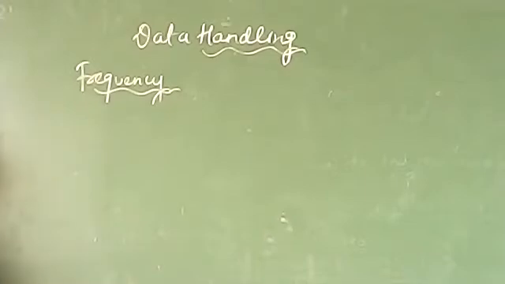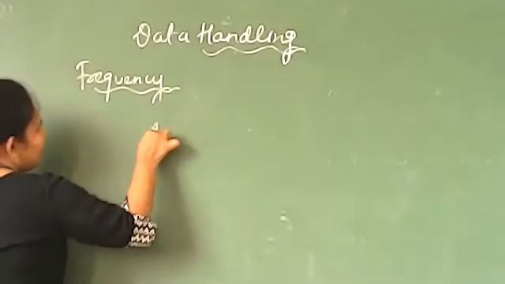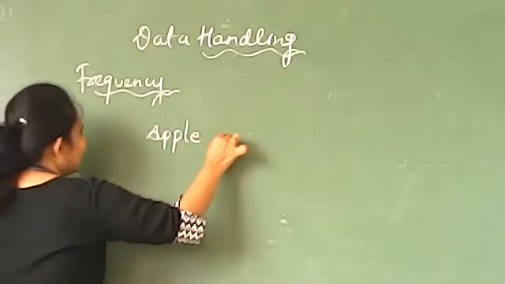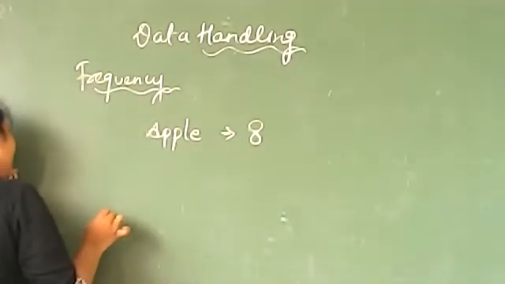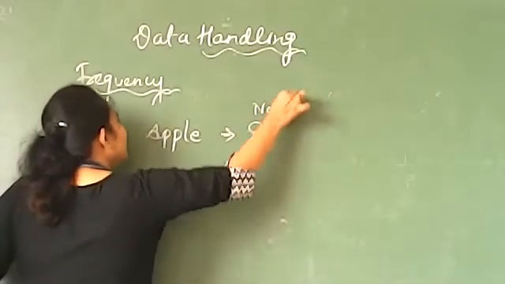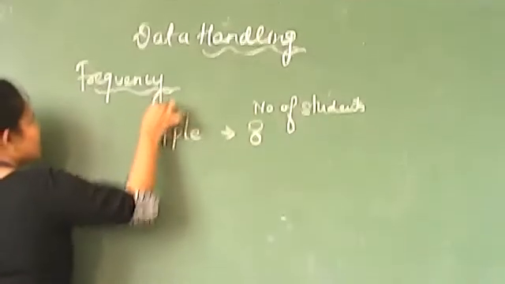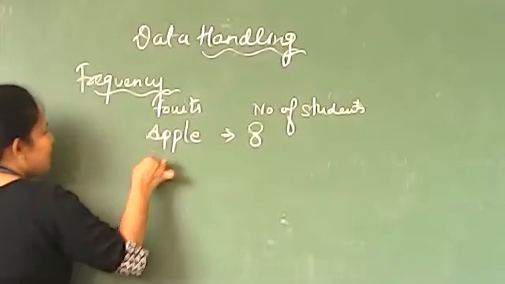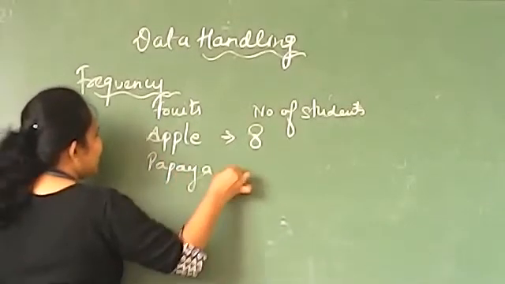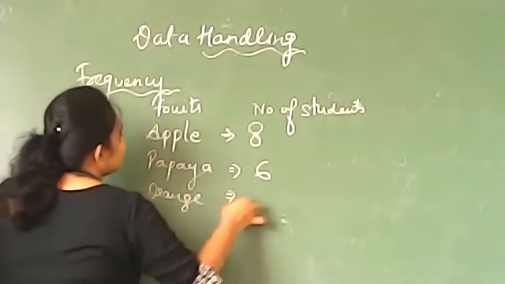Okay, students, in the same way, if I give you another example, for example, if I ask how many students in your class like the apple, suppose आपकी class में केवल 8 बच्चों को apple पसंद है. The same way, here is the number of students who like, ठीक है, and this is fruit. So, apple is liked by 8 people. Papaya is liked by 6 people. Orange is liked by 5 people.